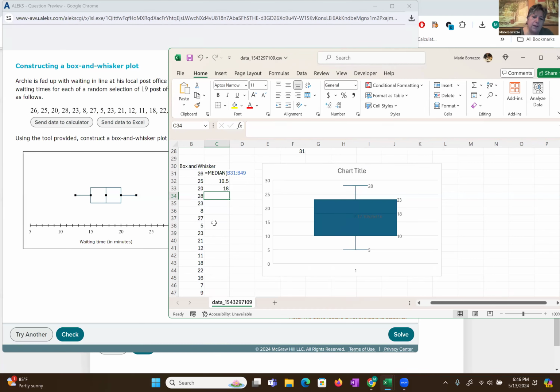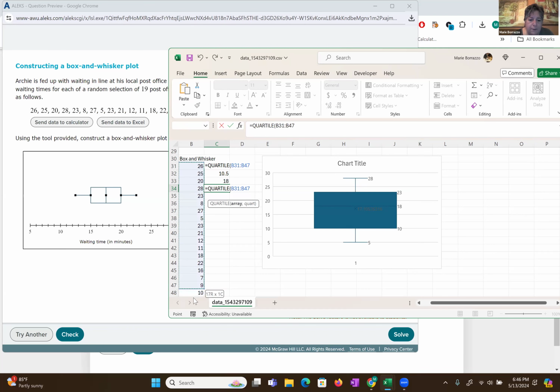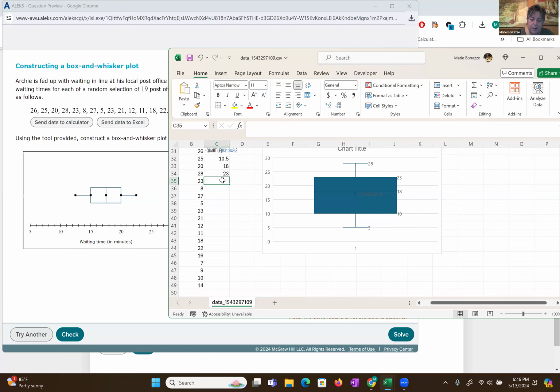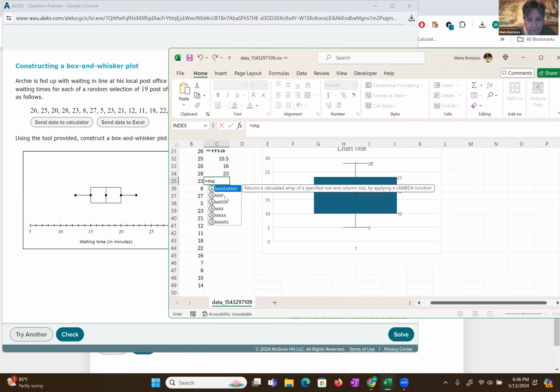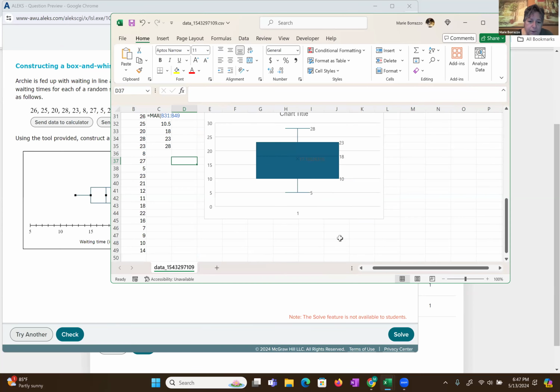Let that go. And then again, quartile equals quartile. And then this one, you want to hit quartile 3. So you're going to do the array first, obviously, comma. And this time you want quartile 3. And then hit enter. And that'll give you that. And then now you want the maximum. So you're going to go equals max. I always forget equals max. And once you do that, hold and drag. Enter. What it does is it's basically putting the order of the numbers. So let's go here. I'm going to make this a little bigger for you. Let me see.